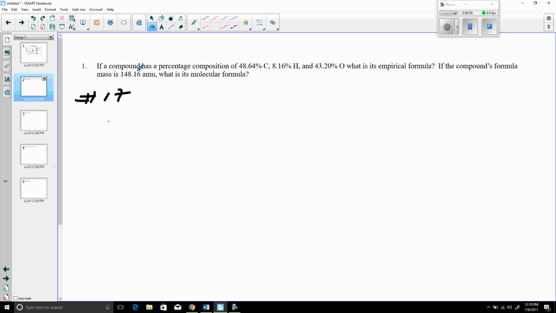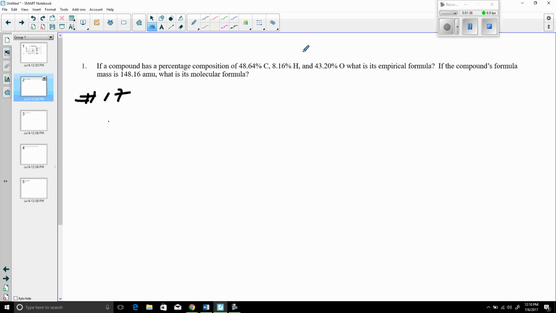If we're looking at a compound as a percent composition of this, what is its empirical formula? And then it has a second question, what is its molecular formula if it has a molar mass of 148.16 AMU? So the key idea here is to first answer the first question. And when you're given something in percentage, you want to convert that to its empirical formula by taking the percentage and assuming that you have 100 grams.